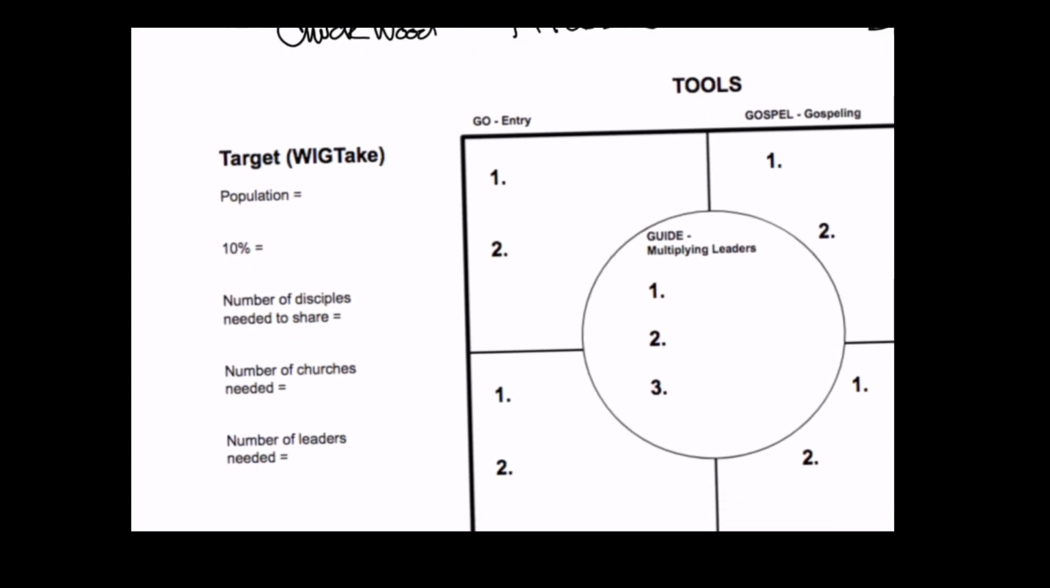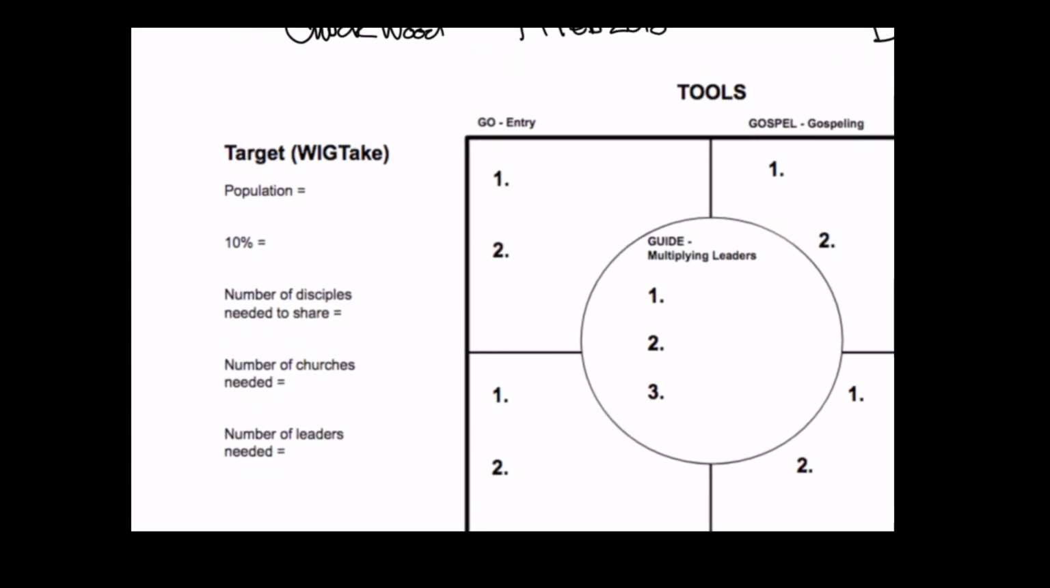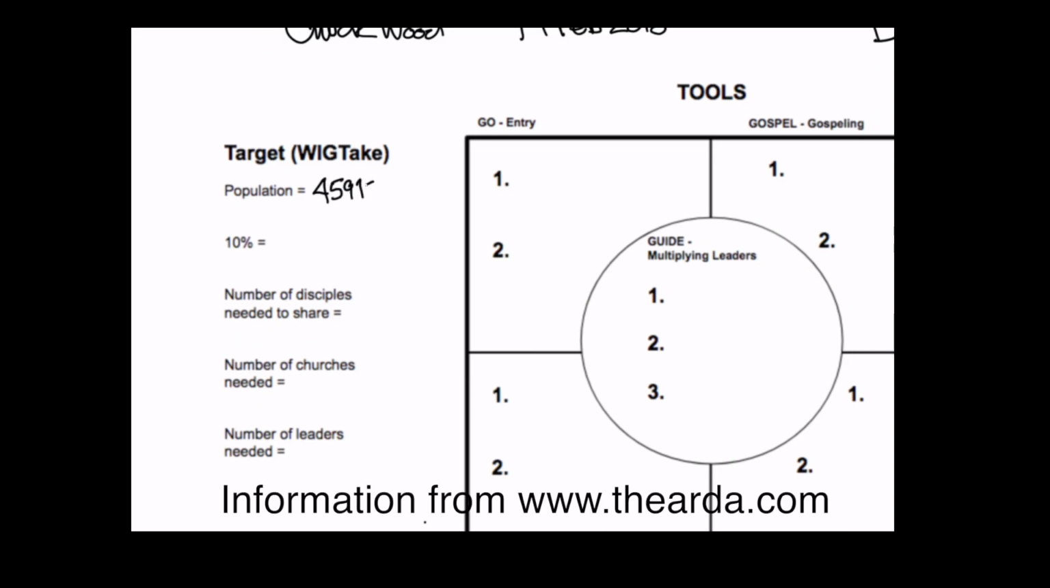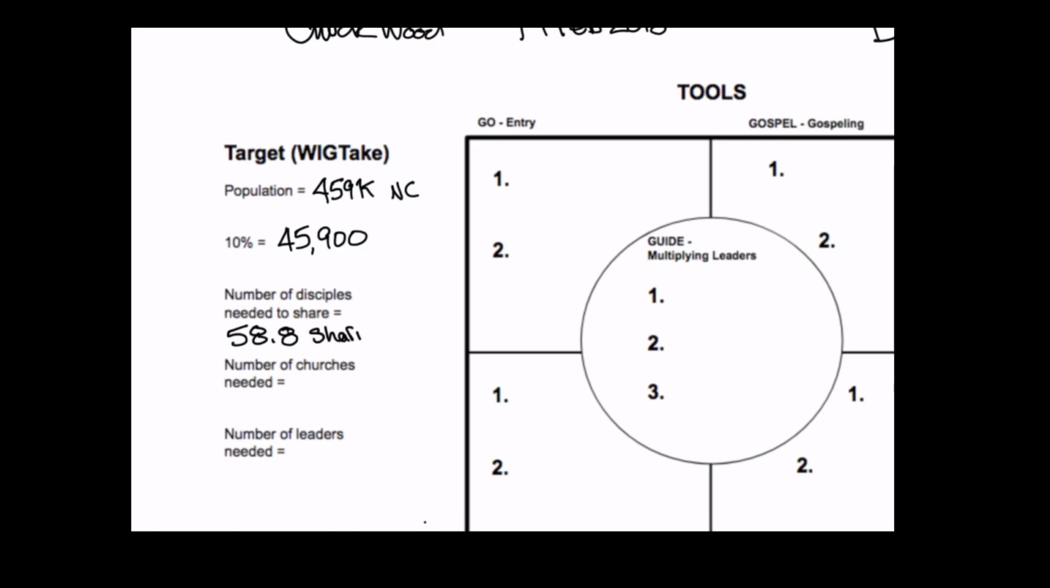Okay, and then we want to look at the population. What I did is the population of Boise is about 616K. But when I looked it up on the internet, I saw that 459K are non-Christians. So that's the number that I'm going to work with. 10% of that is, of course, 45,900. The number of disciples that I would need sharing the gospel 5 times a week would be 59.